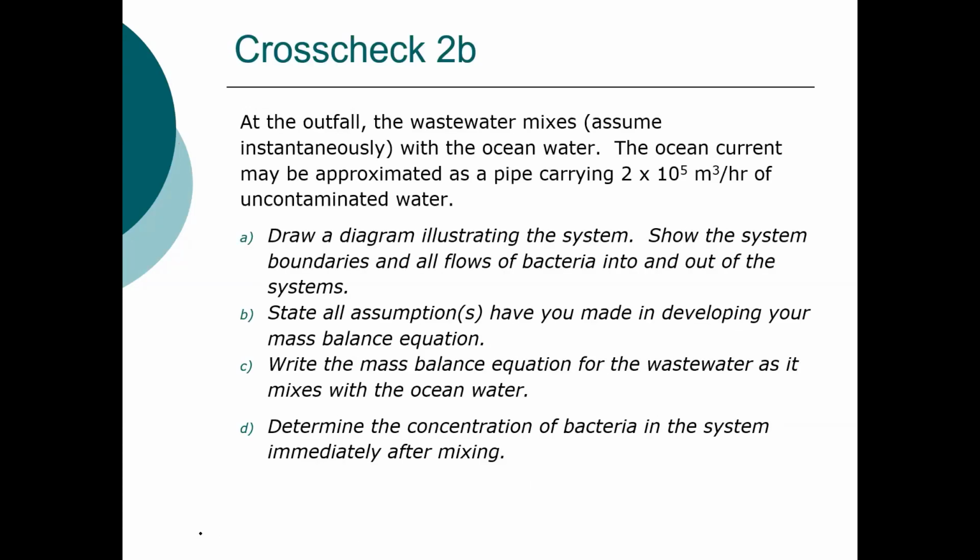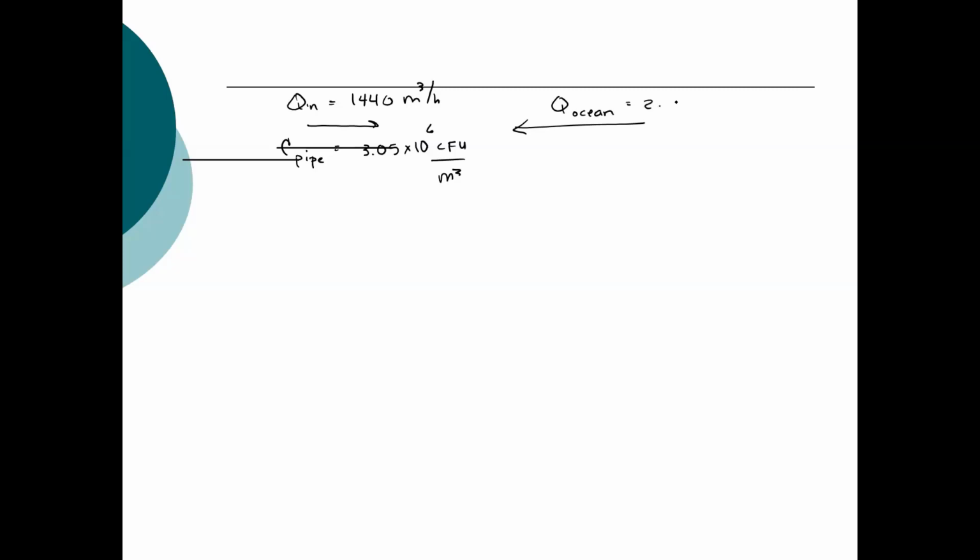The next part of the problem, now you have the pipe here, water's entering. We're going to model the ocean current as another pipe. These two come together, and we'll model this as a CSTR. Two pipes coming together, we have mixing at the confluence of those two pipes. So we'll model that as a CSTR. So we have now Q in here is equal to 1440 meters cubed per hour. C of the pipe is what we just calculated. We have the ocean, Q of the ocean is 2.0 times 10 to the 5 meters cubed per hour. And the concentration in the ocean we've said is 0.